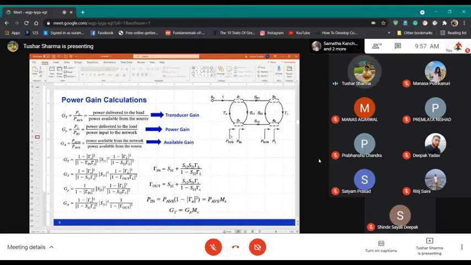Input means, why would PAVS and P in not be equal? Can someone comment on that? Why are they different powers?